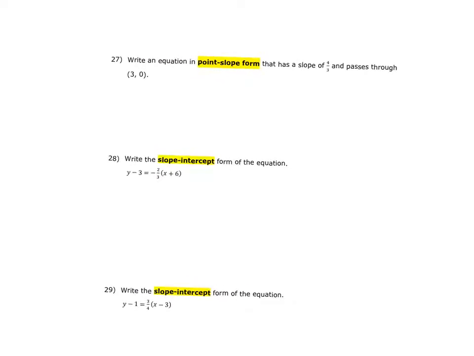Number 27, point slope. Again, we would recognize that point slope is y minus y1 equals m times x minus x1. They tell me the slope is 4/3, so I can immediately replace the m with 4/3. And I have a point x1, 3, and y1 is 0. So I can replace y1 with 0, and I can replace x1 with 3. That is the equation in point slope.